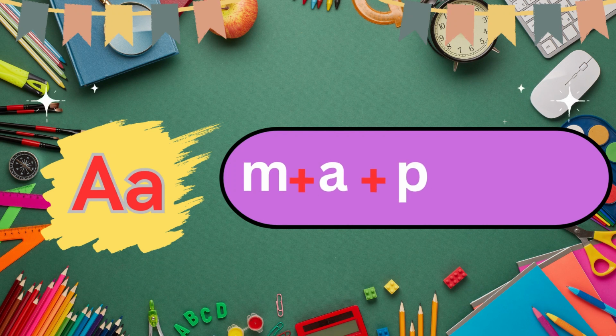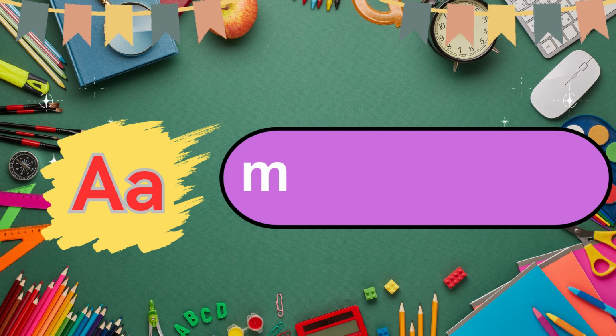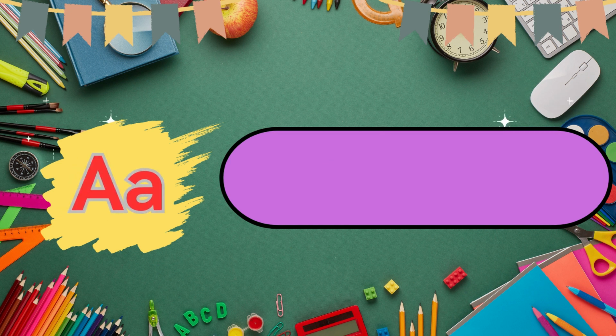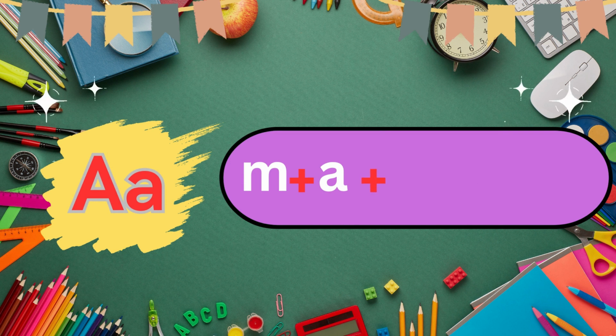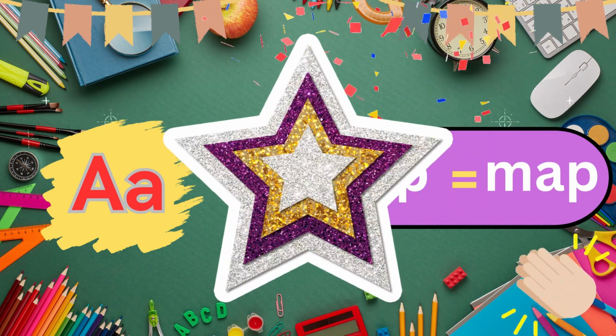M, A, P. Map. Again. M, A, P. Map. Your turn. Ready? Wow, very good, kid. You got a star.